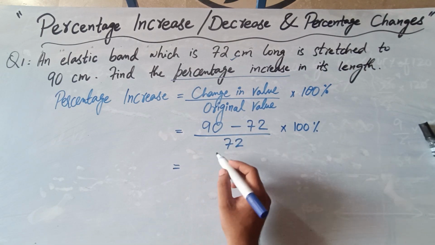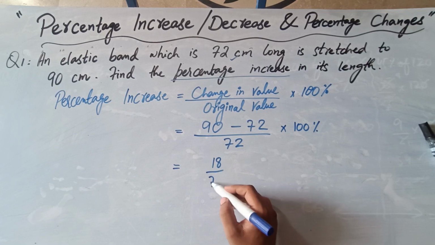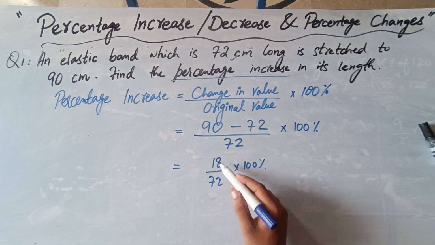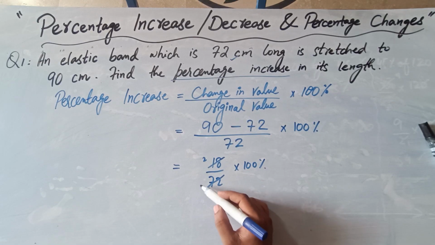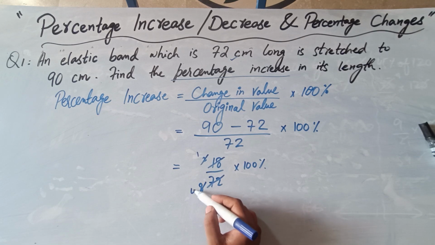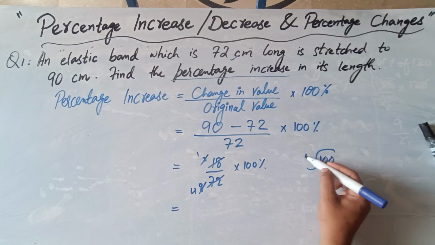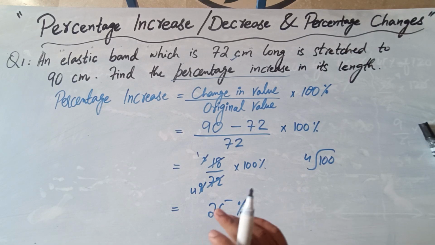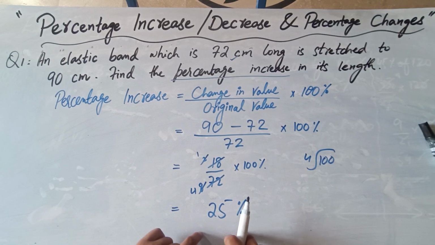So after subtraction, what will we get? We will get 18 divided by 72 multiplied by 100%. Now they both are divisible by 9. 9 2s are 18, 9 8s are 72, 2 1s are 2, 2 4s are 8. Now 100 divided by 4 will give us 25. So the final answer is 25. So the elastic band is increasing 25% in its length.